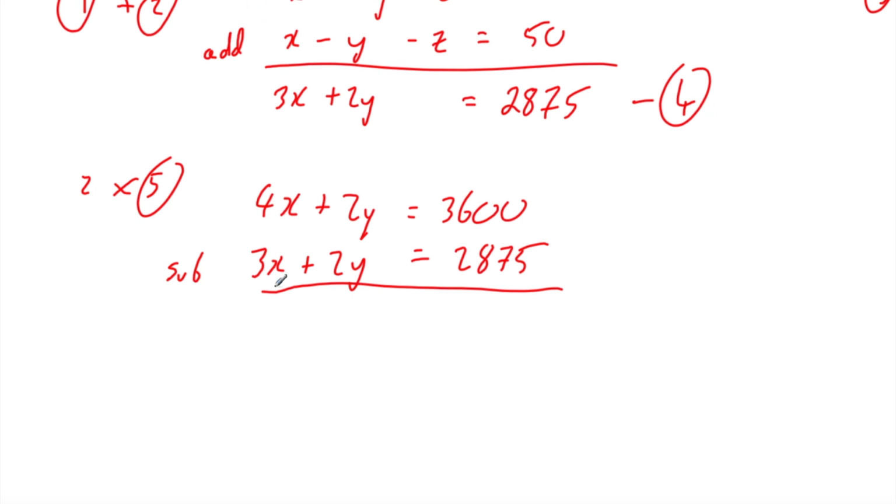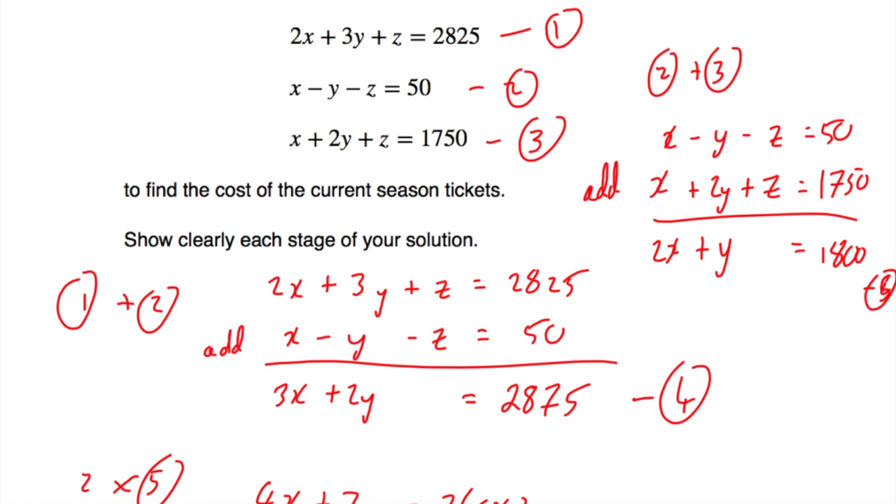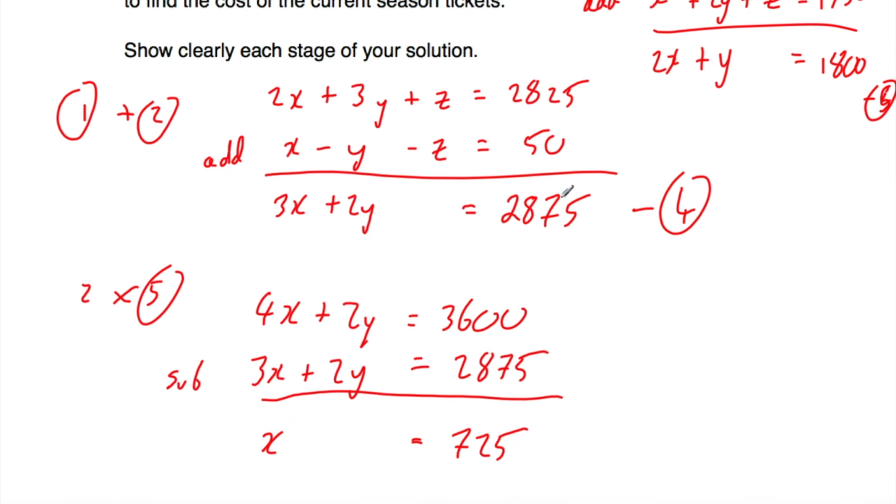So 4x take away 3x is going to be x. 2y take away 2y is equal to 0. And then 3,600 take away 2,875 is equal to 725. So that means x, the cost of an adult season ticket, is £725. Let's write that down, £725, and make sure we're answering the question correctly. Yep, x is £725. Now I'm going to substitute x equals £725 into equation 5.